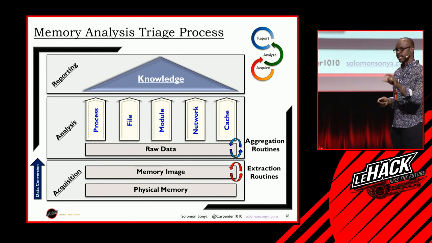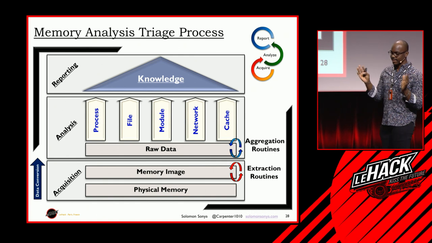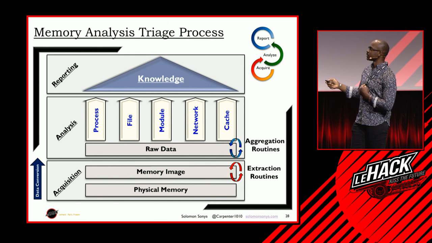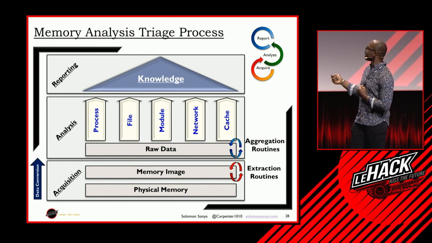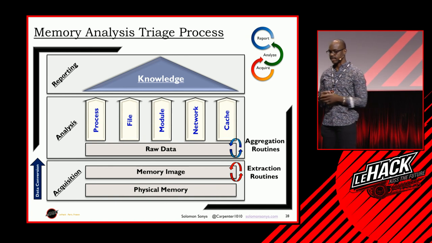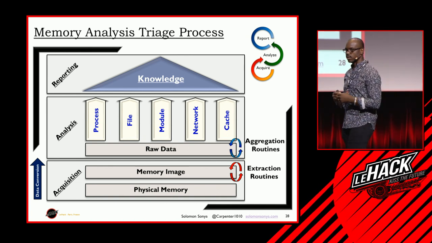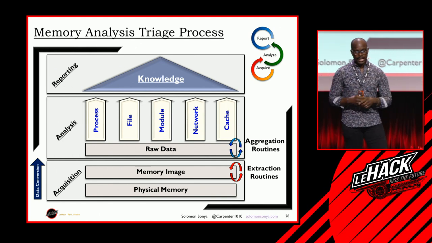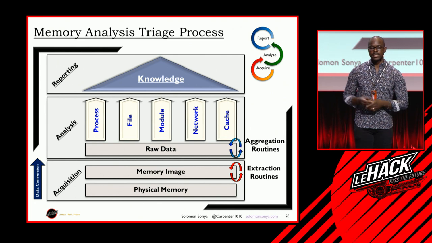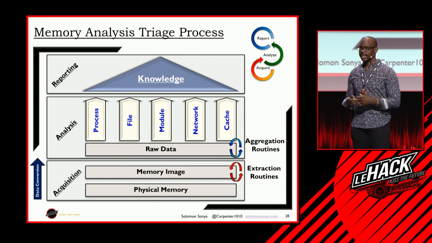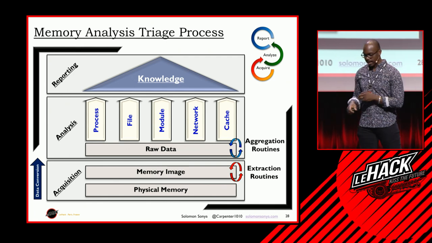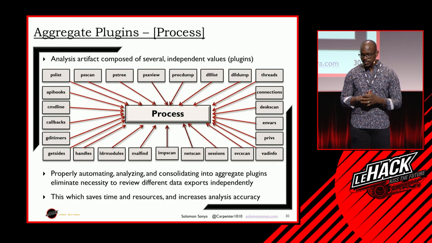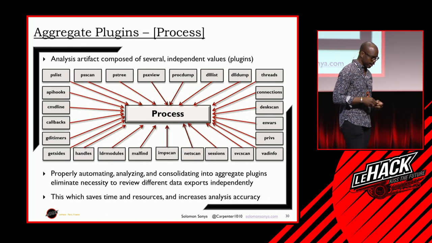Now, in our analysis, if you look at the raw data from the previous slide, there are a lot of details out there, and we should be able to condense this into specific areas. That's what we're doing here. We have our raw data, we have our aggregation routines, and most of this data is aligned into some sort of process, file, a module like a DLL or a driver, network activity, and then a cache. A cache is what has existed, what is open, like your file table, your prefetch. These are caches that we can also analyze to see what occurred on the system. Here is what one of the plugin aggregation routines looks like.